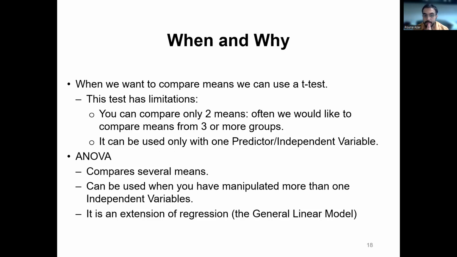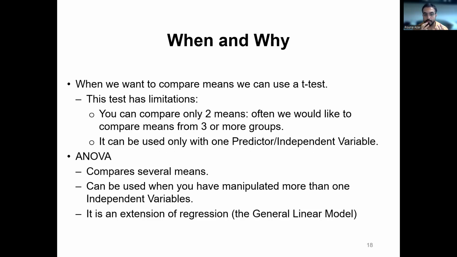Another limitation is it can be used only with one independent variable. Independent t-test we can just use with one independent variable. But in ANOVA, we can have more than one independent variable. So with ANOVA, we are comparing several means rather than just two means.